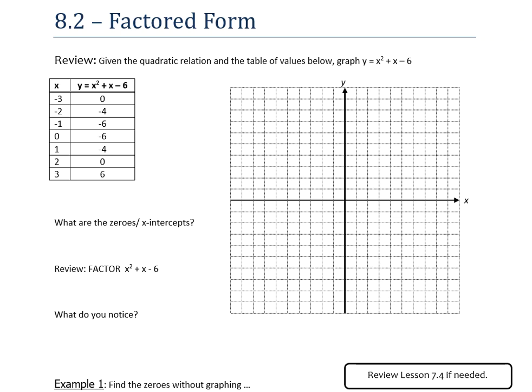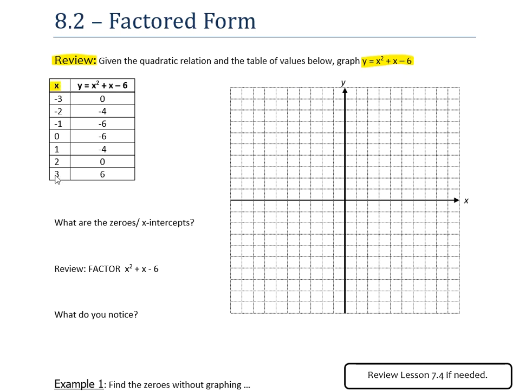In this video, we're going to talk about the factored form of a quadratic. So let's just review first. Given the quadratic relation and the table of values below, we're going to graph y equals x squared plus x minus 6. So here's my table of values already done.